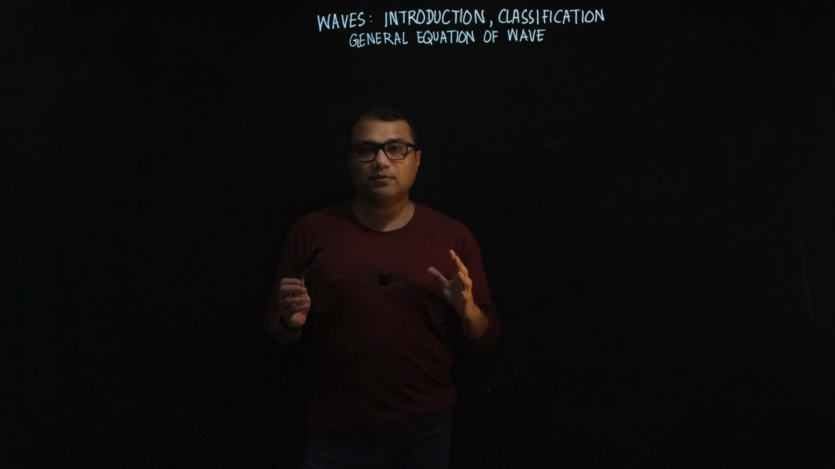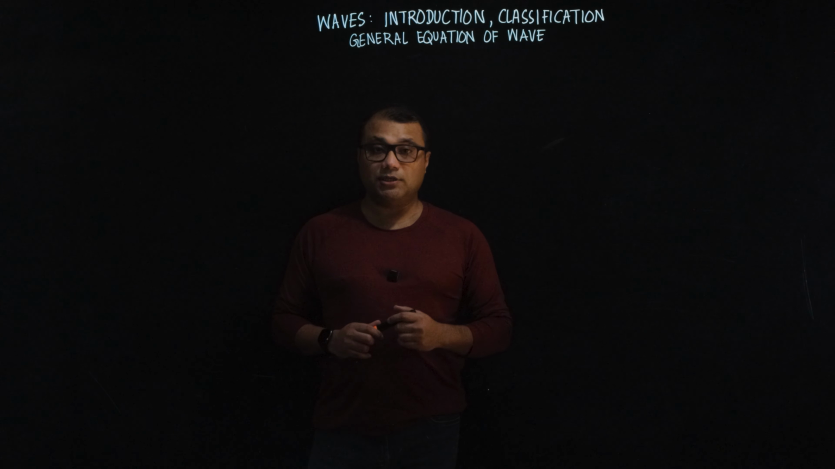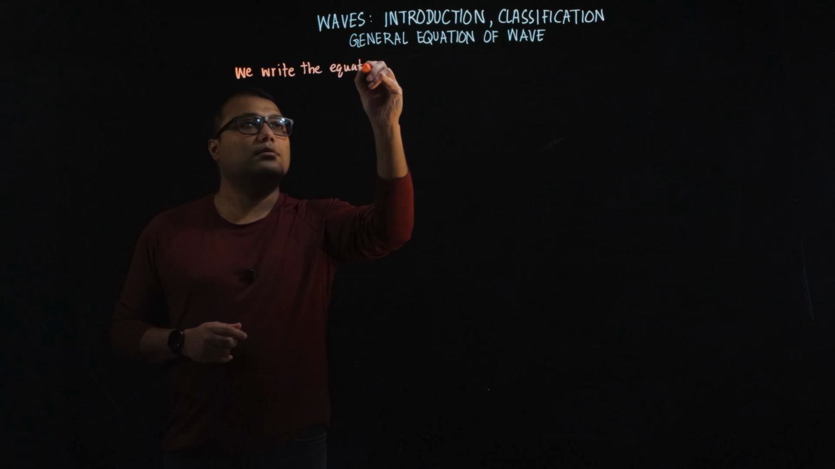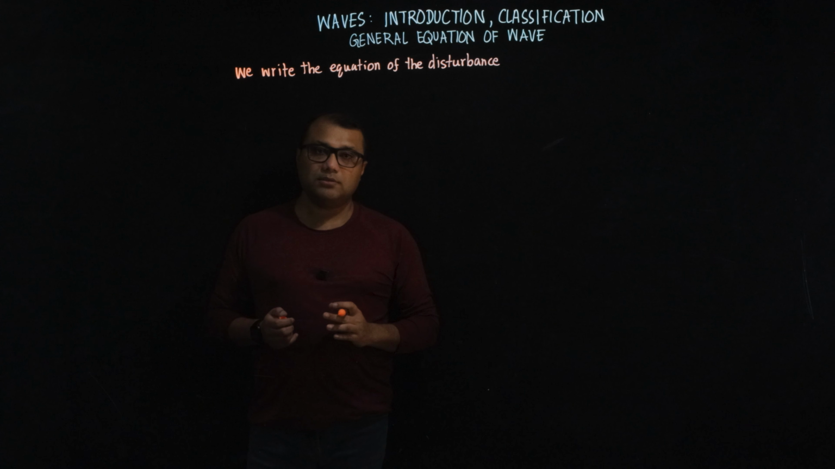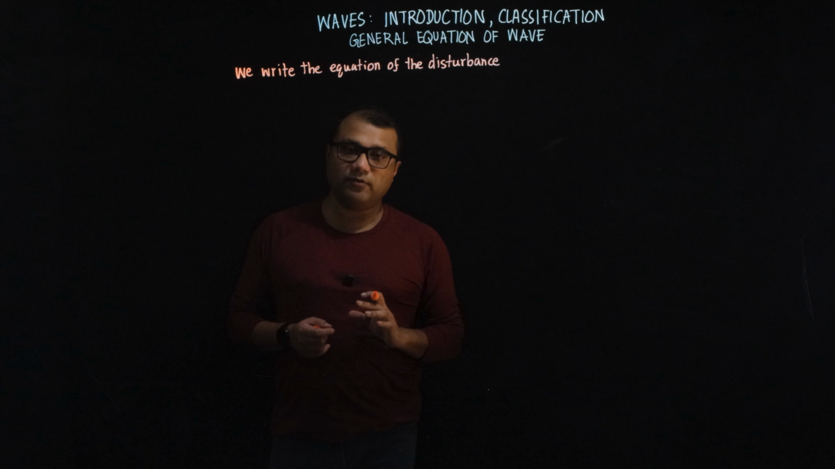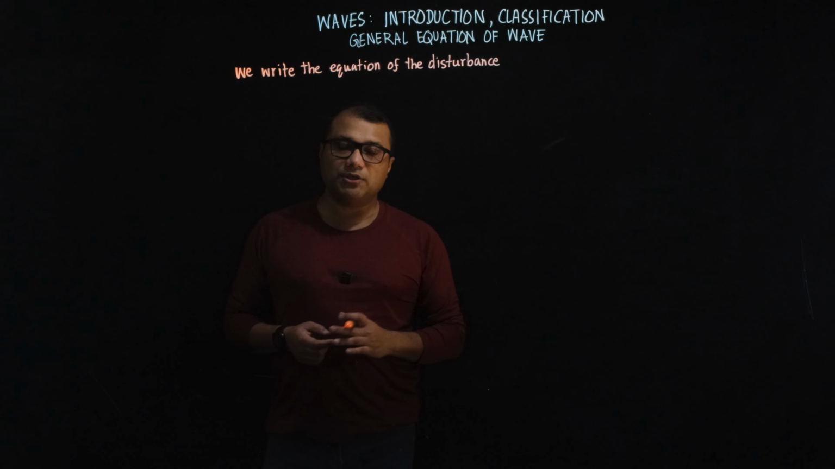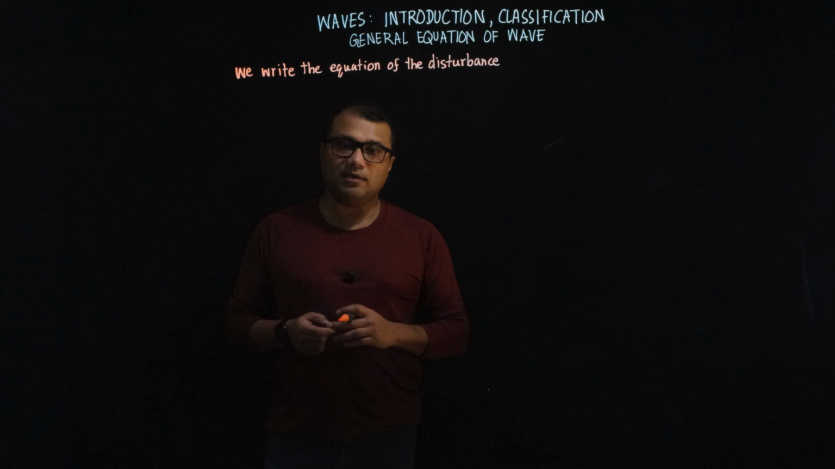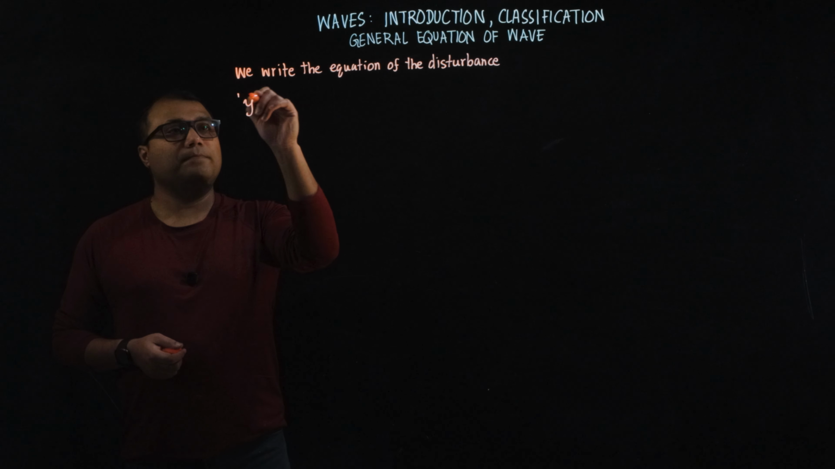Since a wave is a disturbance, we will write the equation of the disturbance. Now what could this disturbance be? This disturbance can be displacement from mean position, or change in density, or change in pressure, or even changes in electric and magnetic fields. Any disturbance that travels over time is a wave. So let's say this disturbance we denote by y.